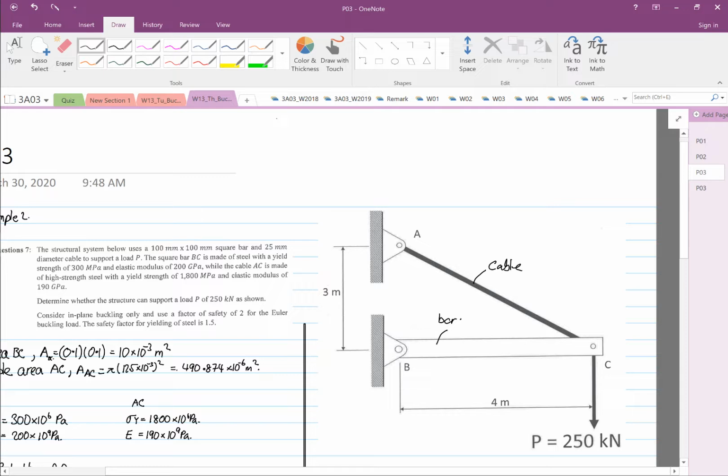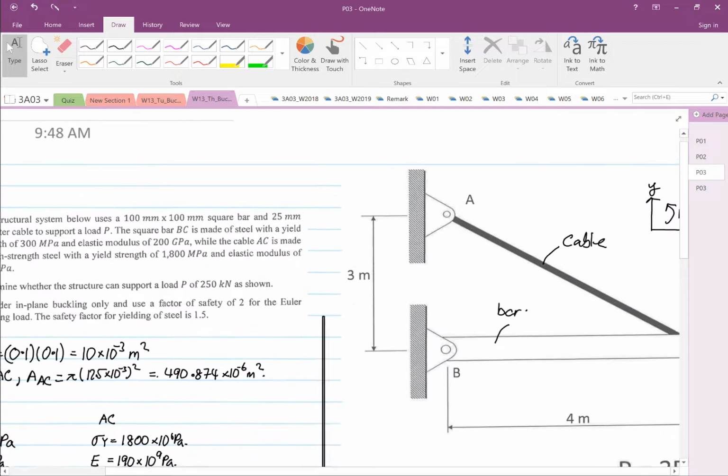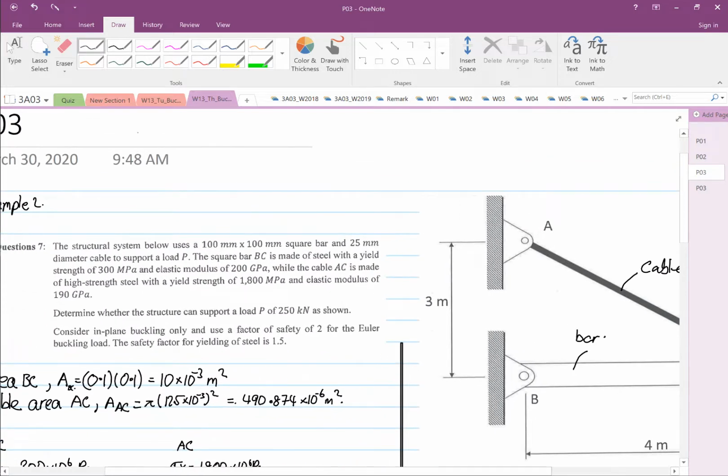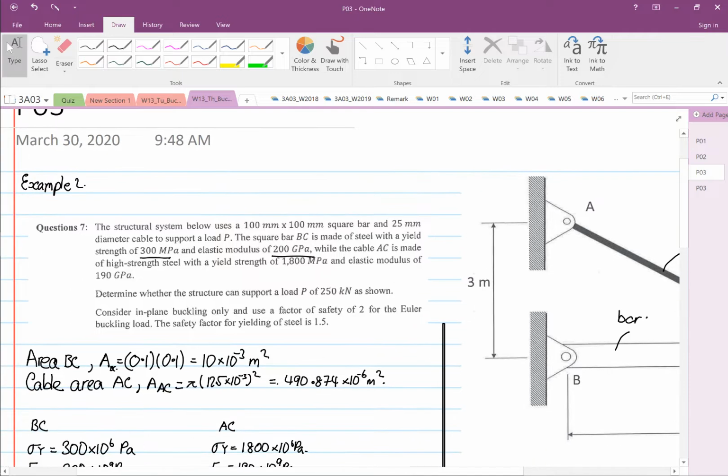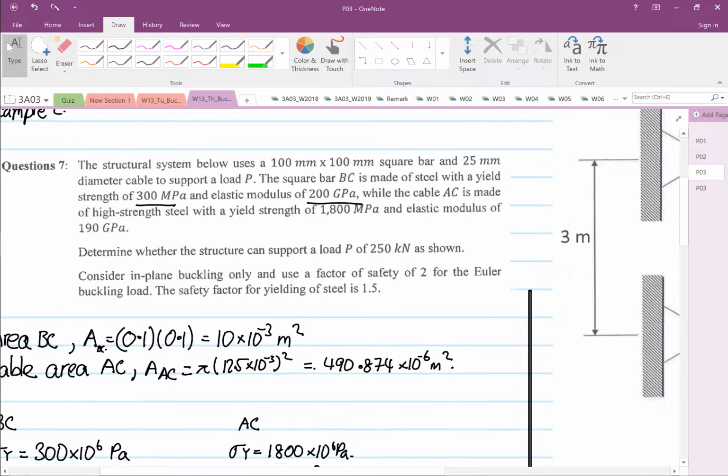And then we draw transformation X and Y. Rotation is about Z. Okay, so we are given that the bar BC is made of yield strength 300 megapascal, Young's modulus of 200 gigapascal. So what I did down here is we calculate the area of ABC and AAC. So this is our ABC and AAC.